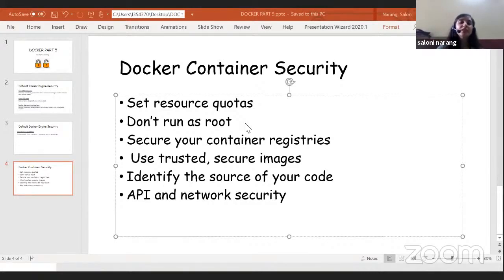Now coming to the third point, secure your container registries. Container registries are part of the reason Docker is so powerful, because they make it very easy to set up a central repository from which you can download container images with just a few commands, with just a few keystrokes.